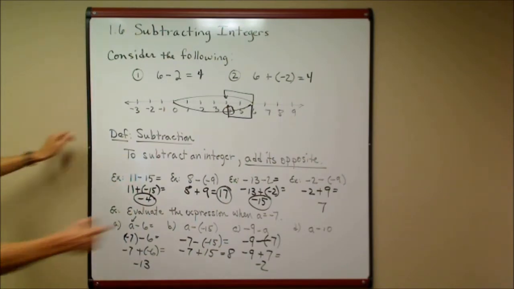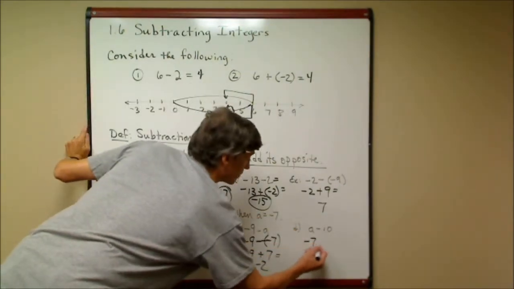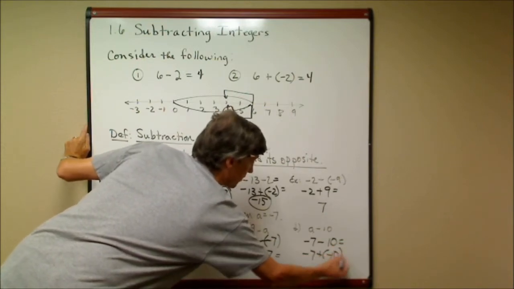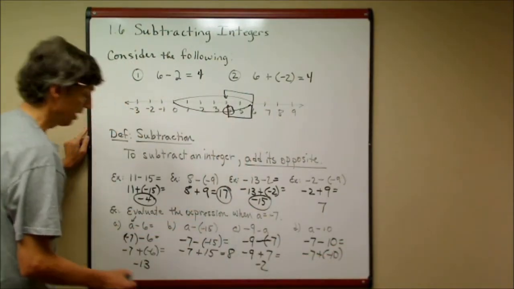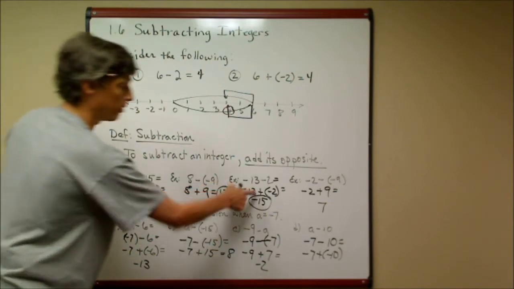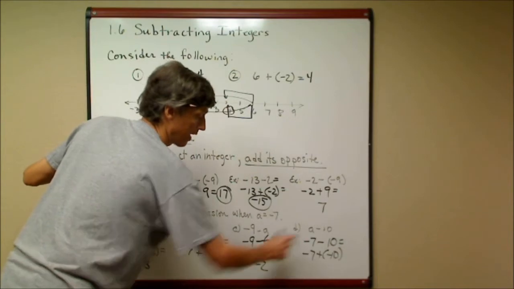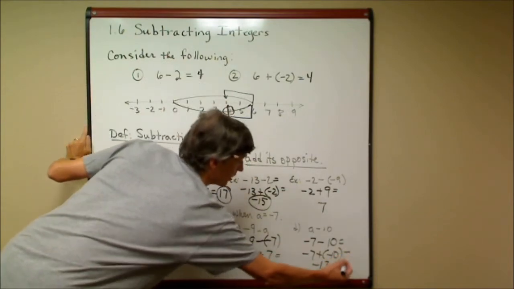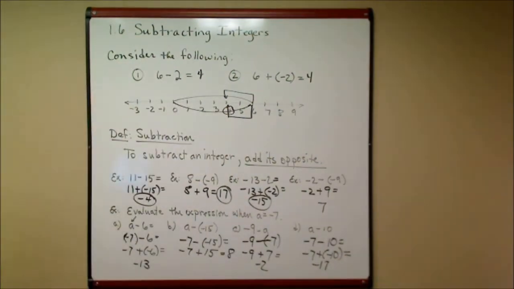The last one here, I'm going to substitute the negative 7 in here, negative 7 minus 10, which of course is negative 7 plus negative 10. Adding two negatives, where did I add two negatives before? Back here, you add them up as if they were positive, adding their absolute value, 17, keep the sign, negative 17. Negative 17 being the answer there.